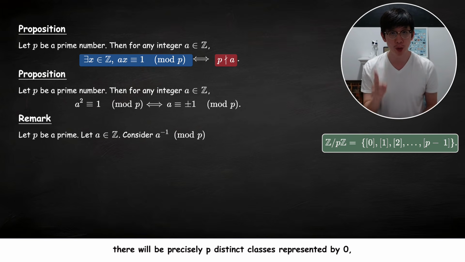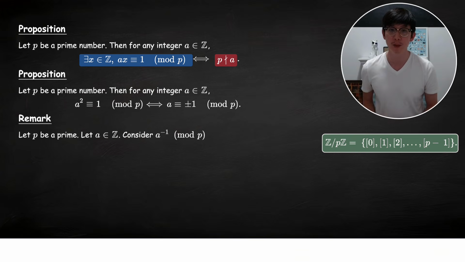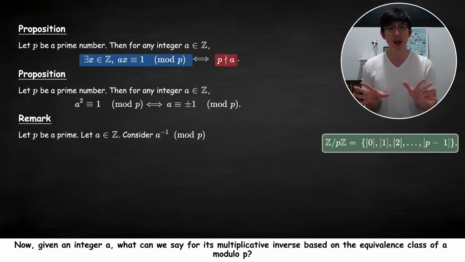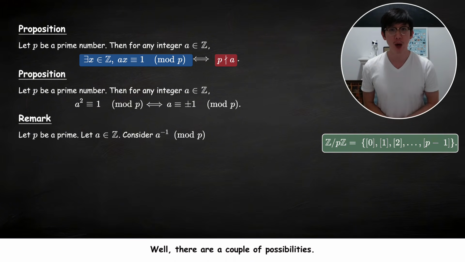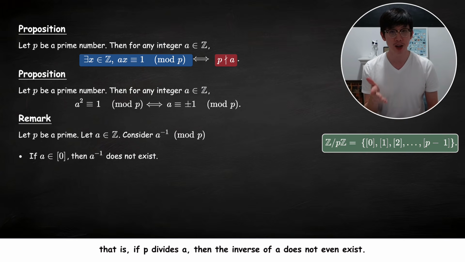Now recall that if we consider all equivalence classes achieved by congruence modulo p, there will be precisely p distinct classes represented by 0, 1, 2, 3 until p minus 1 respectively. Now given an integer a, what can we say for its multiplicative inverse based on the equivalence class of a modulo p? Well, there are a couple of possibilities. If a belongs to the equivalence class represented by 0, that is, if p divides a, then the inverse of a does not even exist.